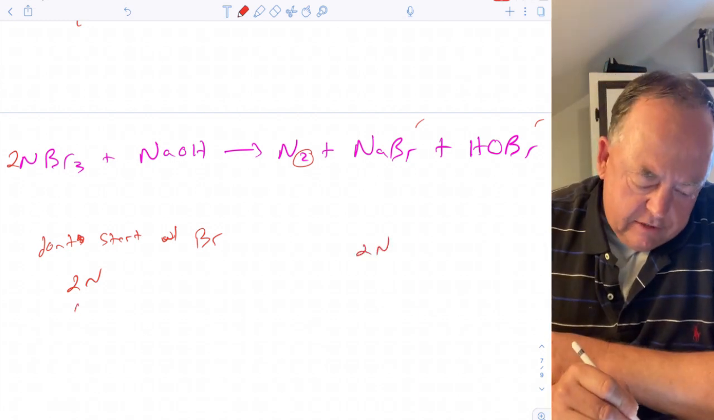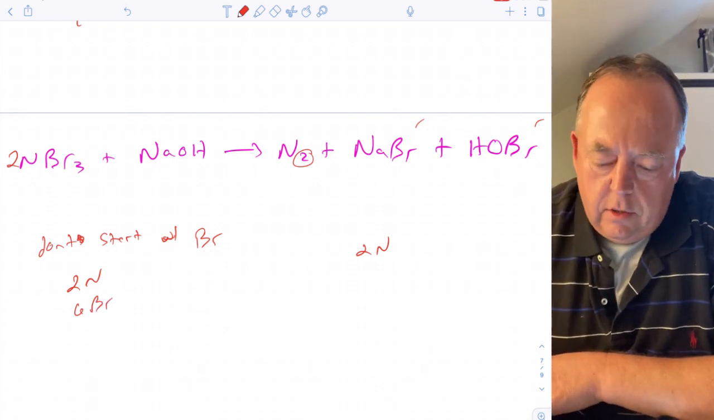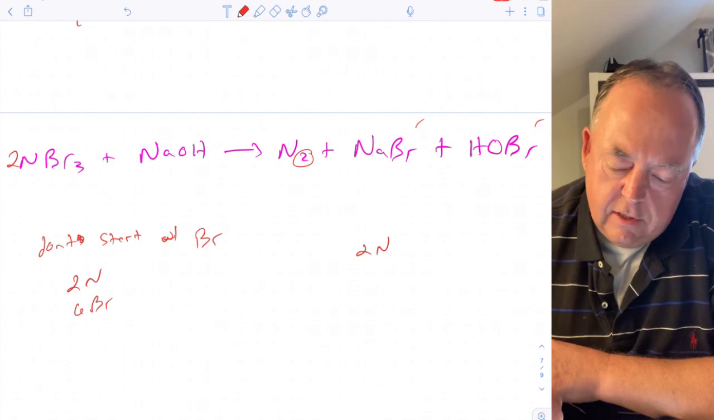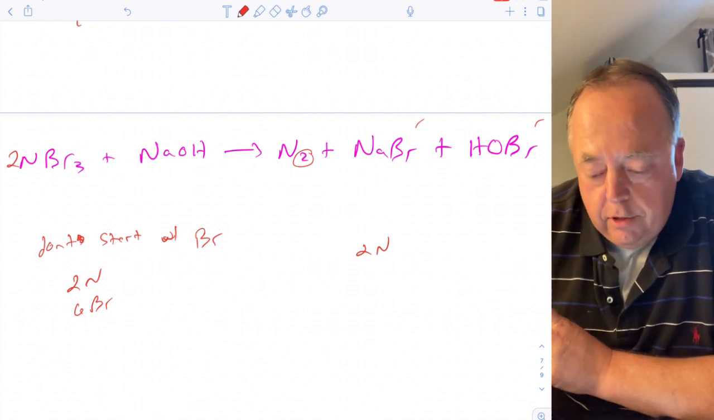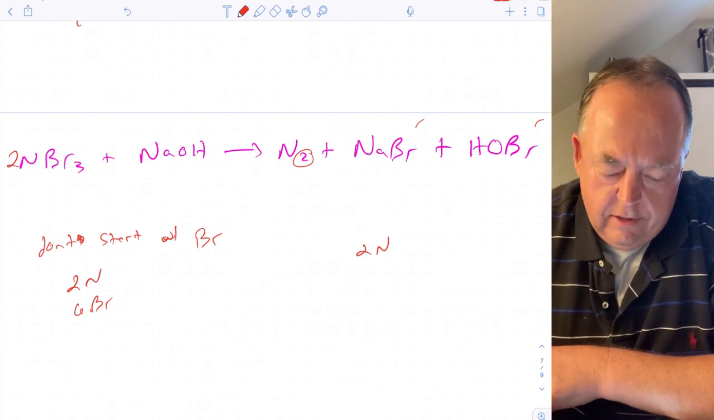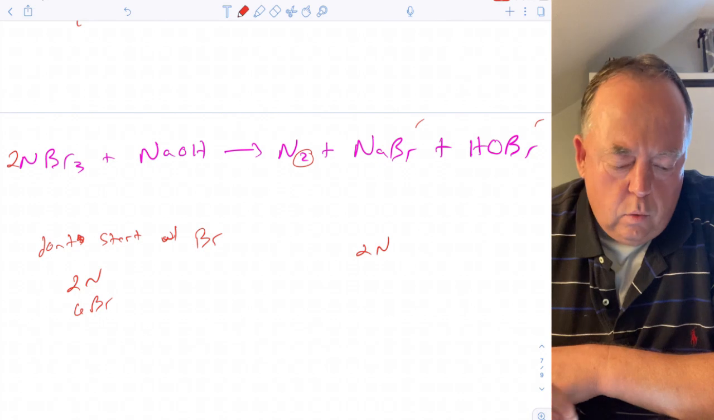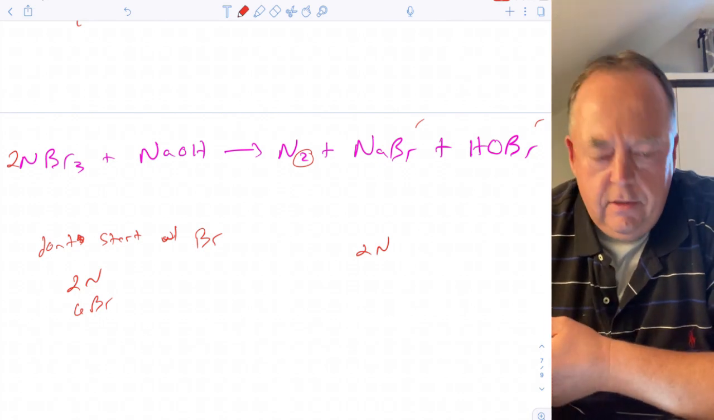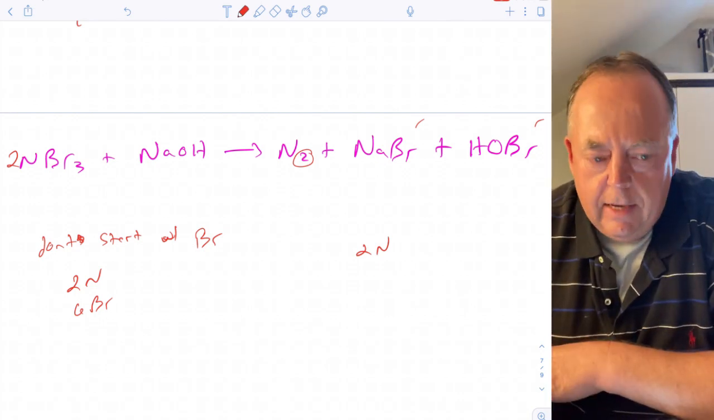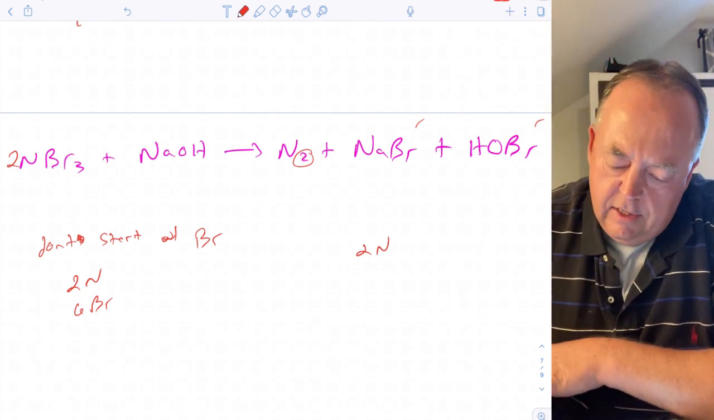Okay, so now I have 6 bromines on the left. So I need to get 6 bromines on the right. Now, we could balance the sodium, but it's already balanced, right? There's 1 on the left and there's 1 on the right. Or the oxygen, there's 1 on the left and there's 1 on the right. So now we have to deal with the bromine because everything else right now is balanced. So 6 bromines on the left. How are we going to get 6 bromines on the right?